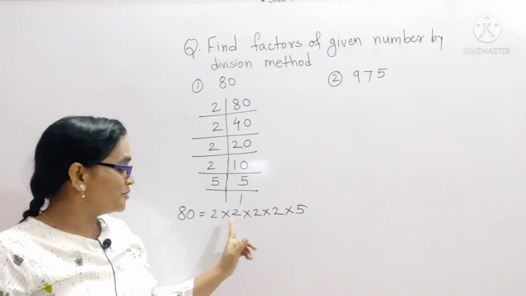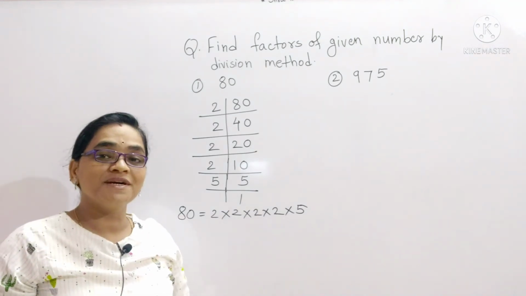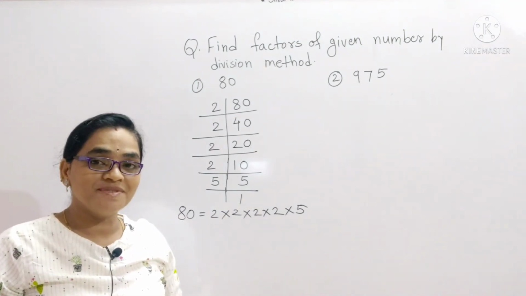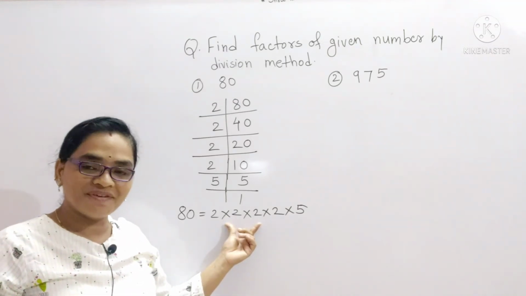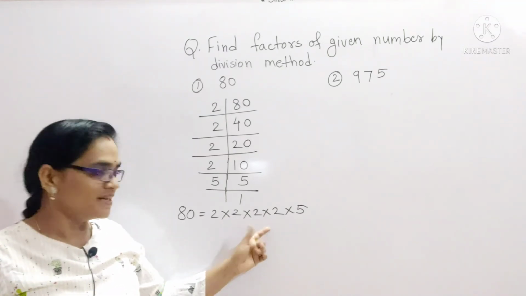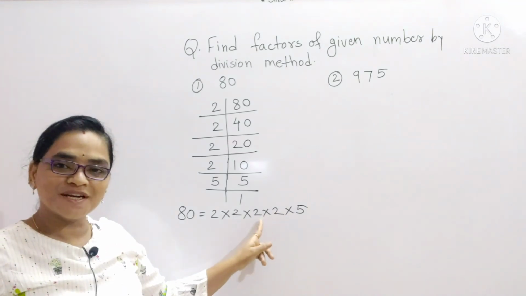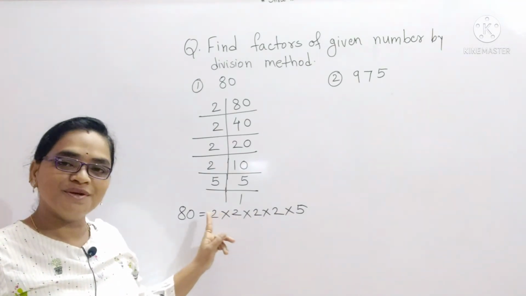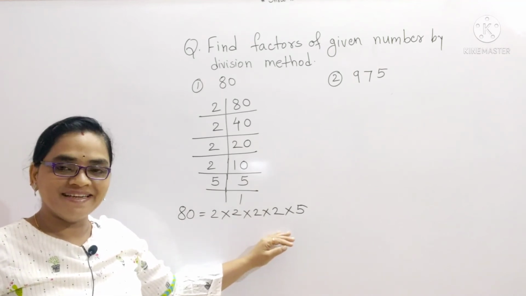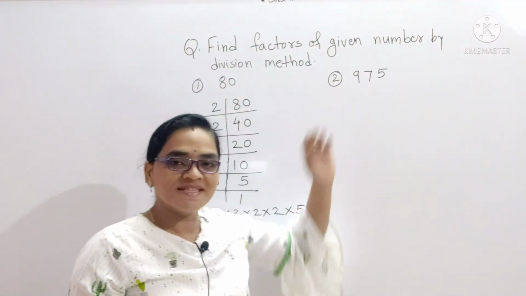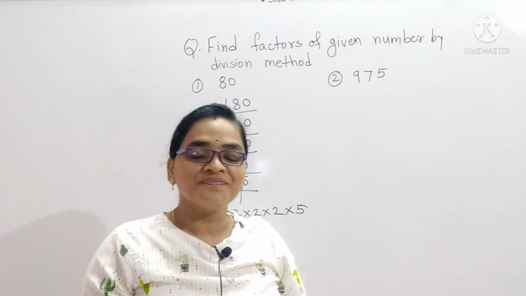Remember, if 2 or any prime number comes more than 2 or 3 times, then count and write, otherwise we are missing one factor and we get the answer wrong. See, 5 2s are 10, 10 2s are 20, 20 2s are 40, 40 2s are 80, meaning all factors are written correctly. Okay. Next, second example, see 975.